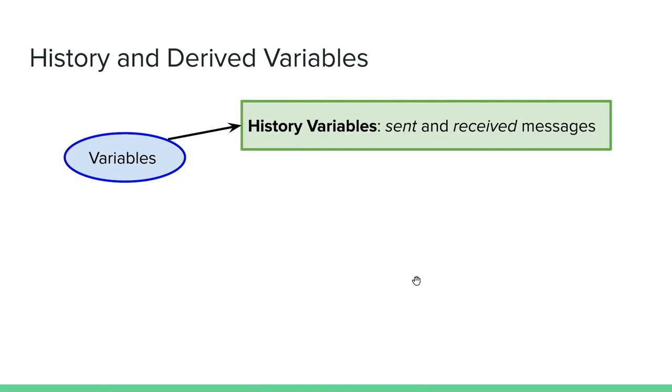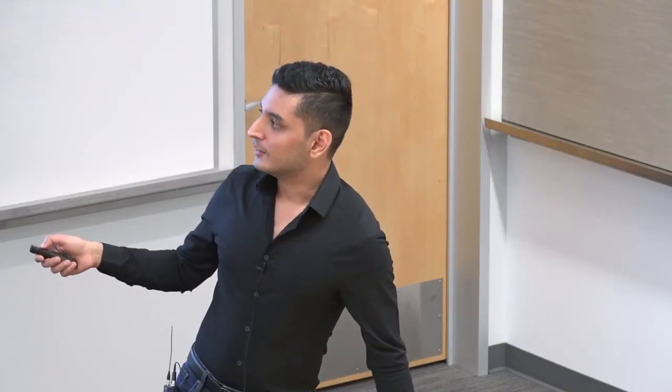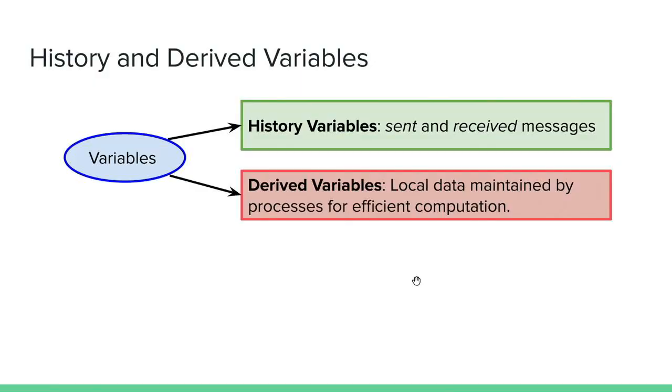So just to introduce this. When it comes to a TLA spec, or anything really, you can think that in distributed algorithms you have two kinds of variables. One is a history variable, which is the set of sent and received messages. And you can have what we are calling derived variables, which would be any local data maintained by processes, usually for efficient computation. If you are taking the max of something from some set of messages, you will always maintain the max. In that sense, the max is a derived variable.